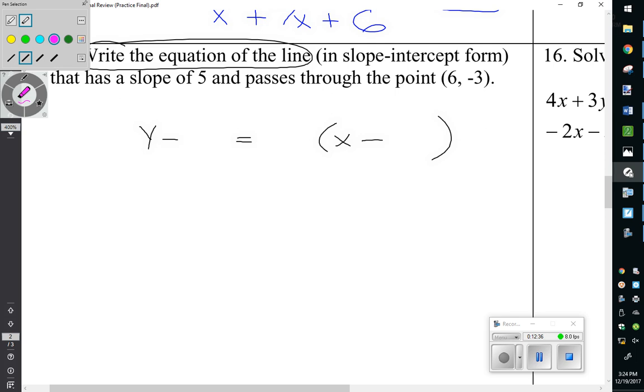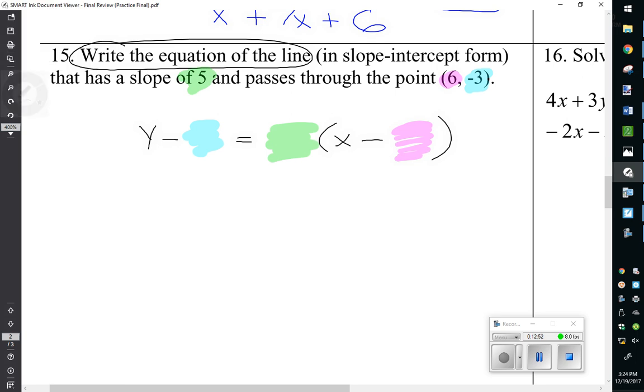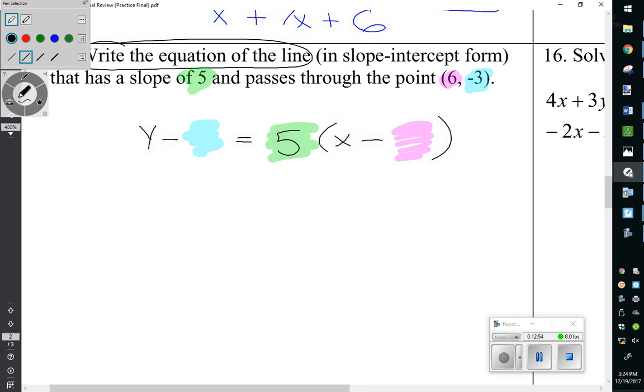How about we say put our x values with our x. So that's going to go right there. We're going to put our y values with our y's. And we're going to plug in slope right there. It says the slope is 5. So that's what we're going to plug in. Slope is 5, so 5 is going to go there.